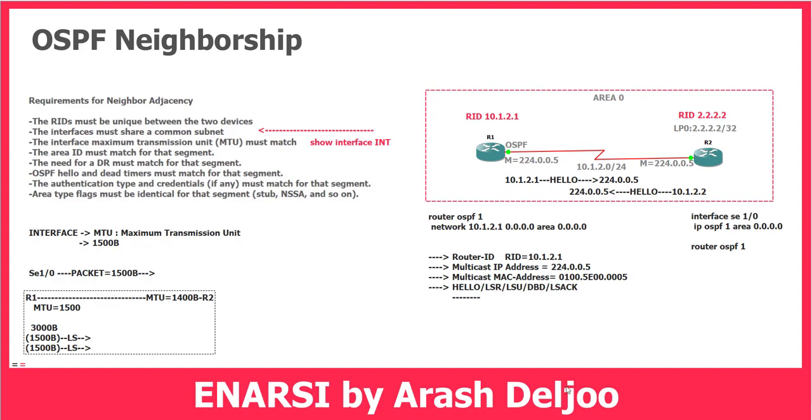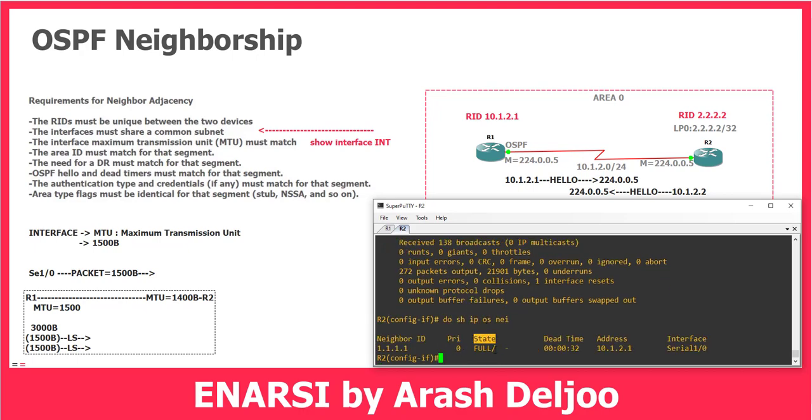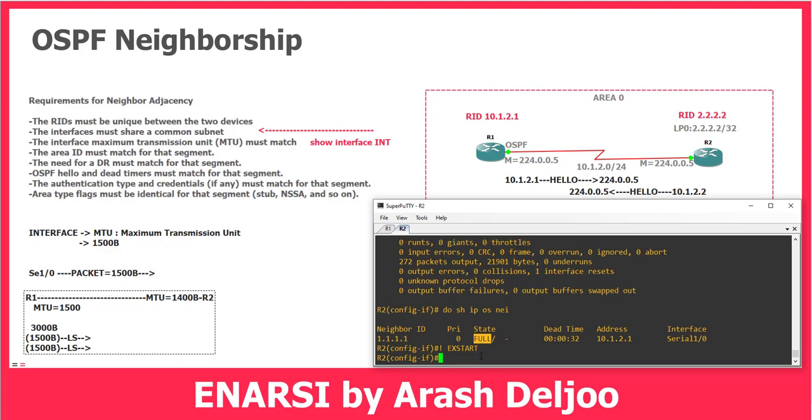You know that in a normal neighborship, such as the show ip ospf neighbor output that we have, the state is full. You will learn about the states in this class, but let me say that when you reach the full state, it means we can exchange the link state. But if you only reach the ExStart state, this means that you have a problem. One of the possible problems is the MTU mismatch.